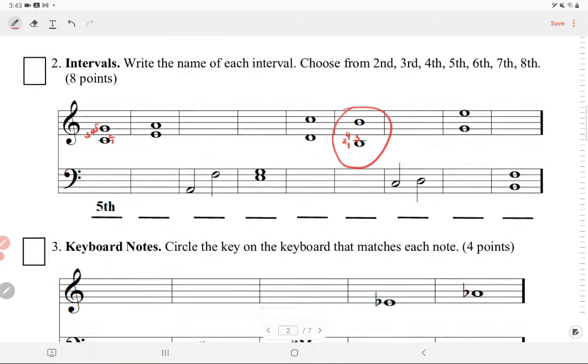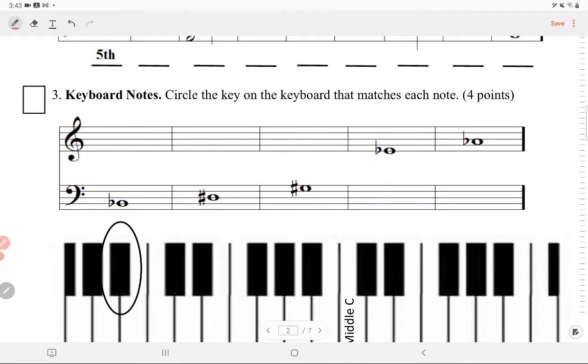So let's keep going. Keyboard notes: circle the key on the keyboard that matches each note. Remember, flats take notes a half step down, or half step to the left. If you look at the middle C and you see a flat next to it, here's the middle C, and if you see a flat in front of that, you have to go a half step to the left. Without this flat, that note would be right here, but with the flat, that note goes right here.